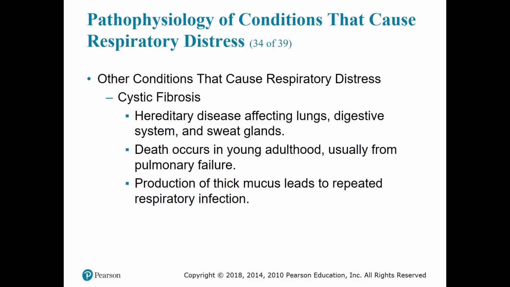Usually these patients that are diagnosed with cystic fibrosis don't have a very long lifespan because of the mucus continuing to build up, so that usually they end up, unfortunately, dying at about the age of 23 to 25 years old due to pulmonary failure.